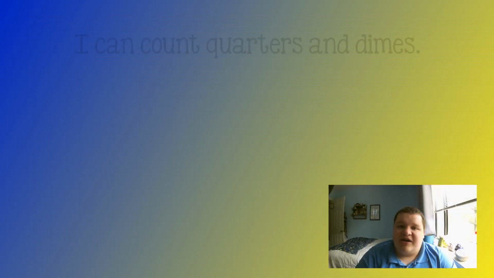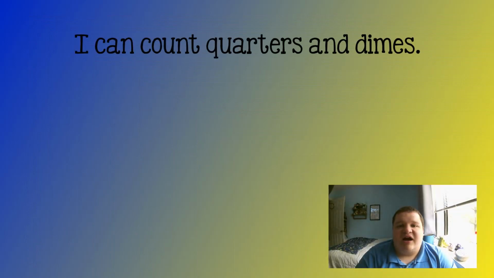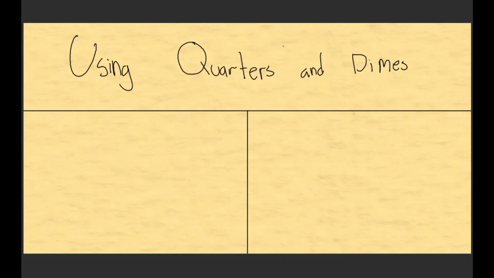Let's get started with math with a quick I can statement before we jump into our mini activity. Our I can statement for today is I can count quarters and dimes. Now let's jump into today's activity for our distance learning. For today's activity, we'll be using quarters and dimes together to make new cents.